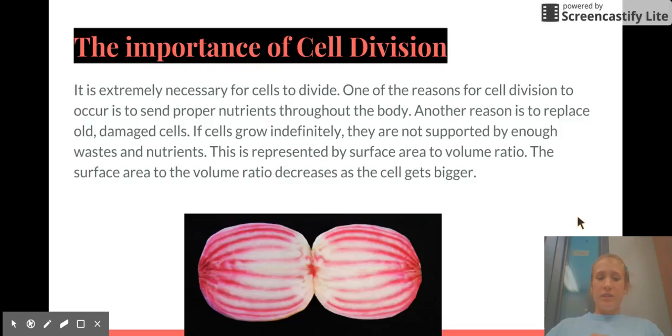What I just explained to you is represented by surface area to volume ratio. The surface area to volume ratio decreases as the cell gets bigger.